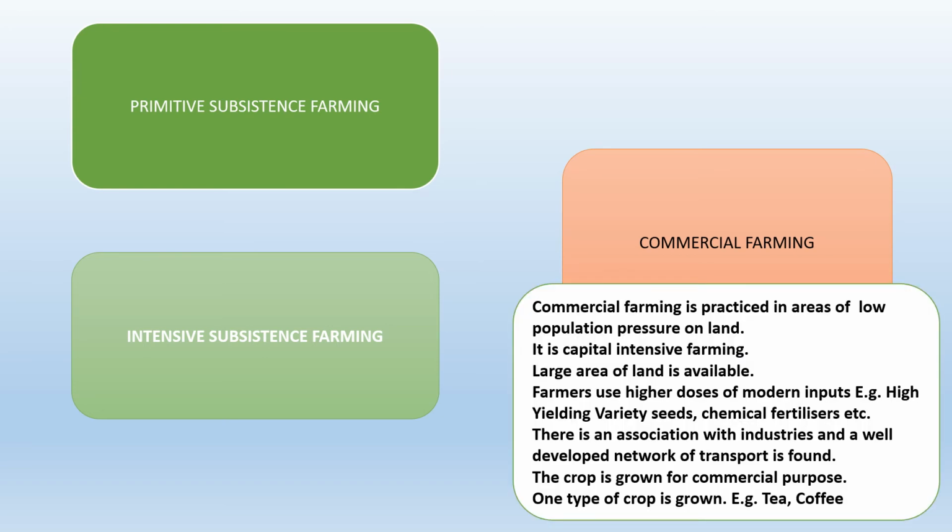Commercial farming is practiced in areas of low population pressure on land. It is capital intensive farming. A large area of land is available. Farmers use higher doses of modern inputs, high yielding variety seeds, chemical fertilizers, etc. There is an association with industry and a well developed network of transport is found. The crop is grown for commercial purpose. Only one type of crop is grown. Examples are tea, coffee.